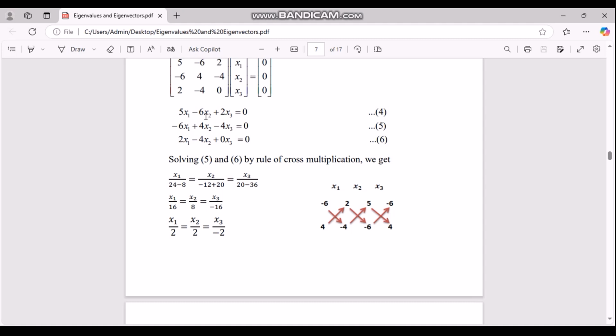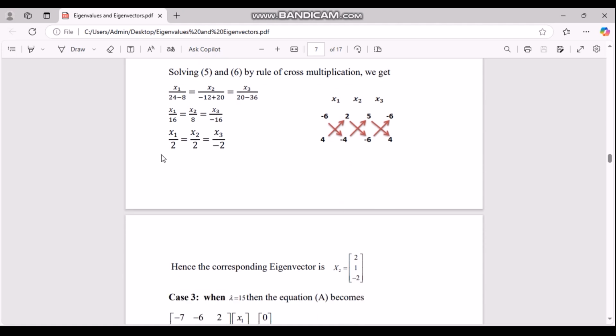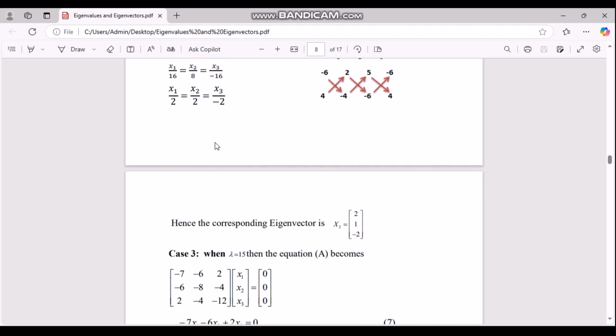We start with the second number of both the equations: -6, 4, 2, -4, 5, -6, -6, 4. Using the cross rule method, upon simplification we get 2, 2, -2. Since 2 is common, we divide by 2, so the answer is 2, 1, -2.